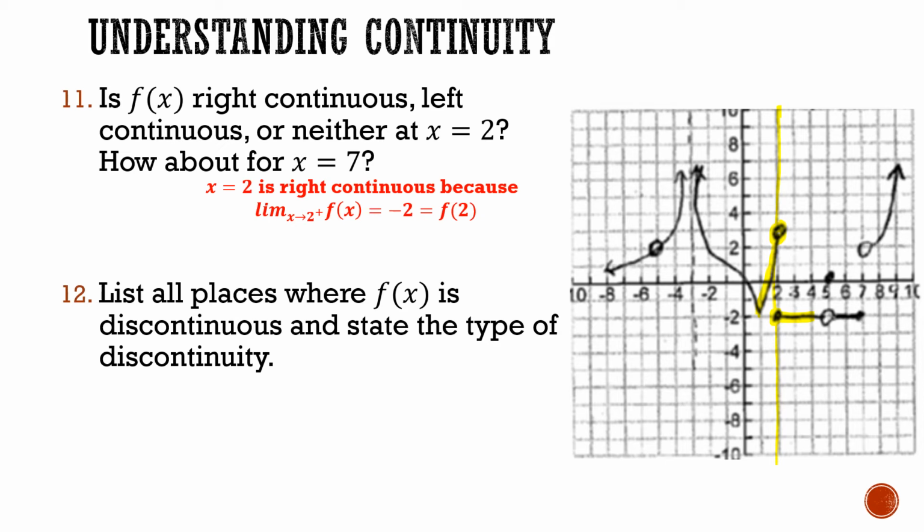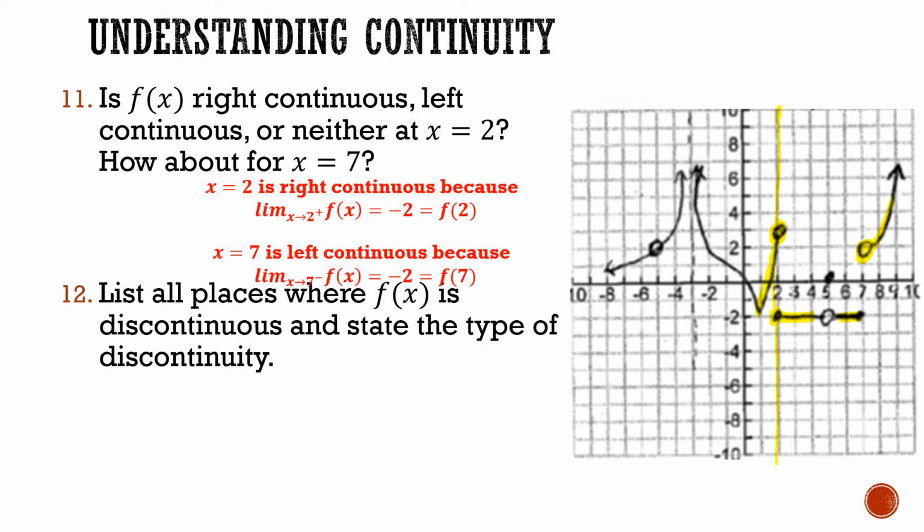All right, is it right continuous, left continuous, or neither at x equals 7? Well, at x equals 7, I can use the same type of thought process. On the left-hand side of 7, I have a piece with a closed circle. On the right-hand side of 7, I have a piece with an open circle. So the part that's going to be continuous is the part with the closed circle. That means it's continuous on the left-hand side. So my answer is left continuous, because the limit equals -2 and the function value is also -2 on that left-hand side.